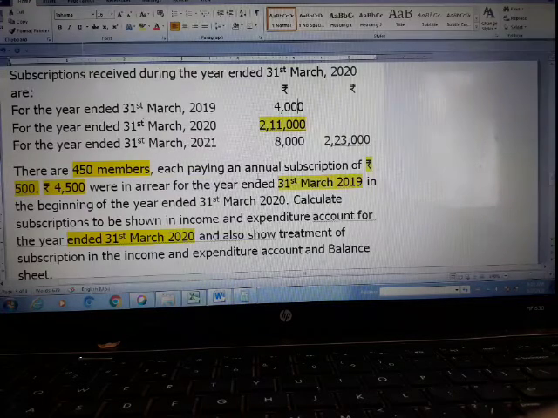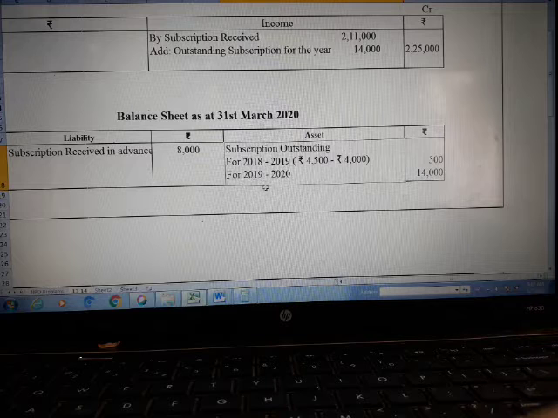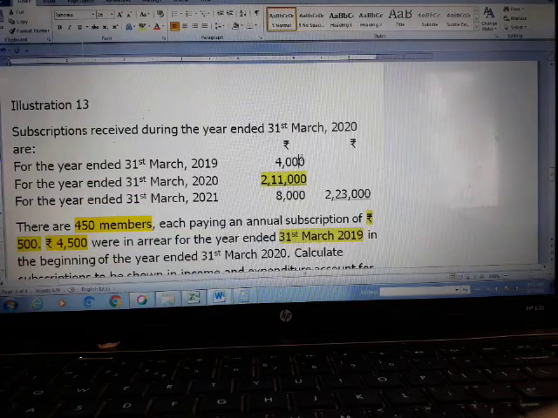Similarly, for my current year, that is 31st of March 2020, 14,000 is still not received. So that will come over here for 2019-20, 14,000. When I add these both, that will be the outstanding subscription. However, I am not going to balance my balance sheet, and even if I think to balance it, it will not get balanced because it is only an extracted balance sheet. Able to understand? It's only an extracted balance sheet.